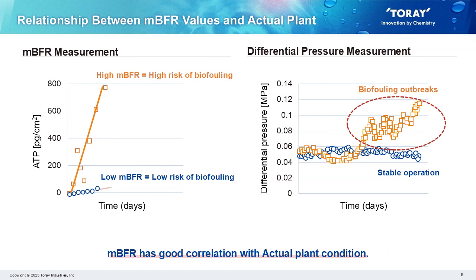For example, there are two actual plants measuring mBFR and differential pressure during the same period. It is revealed that at the high mBFR plant, the differential pressure is gradually increased, and earlier RO chemical cleaning may be needed. As a result, the mBFR value has good correlation with the actual operating conditions of the RO plant.